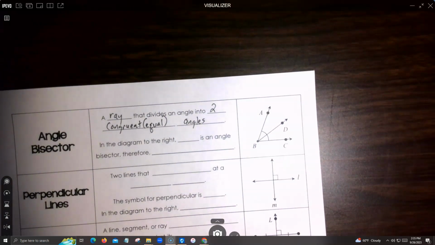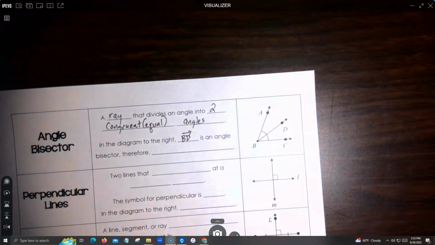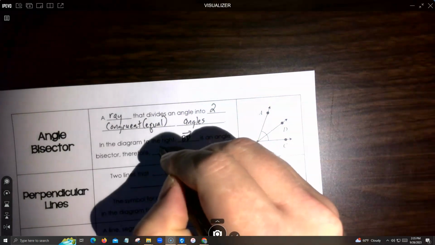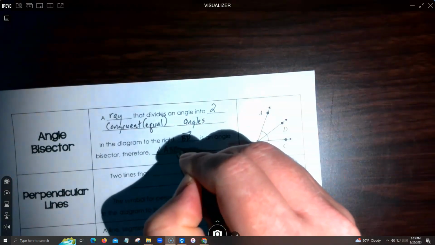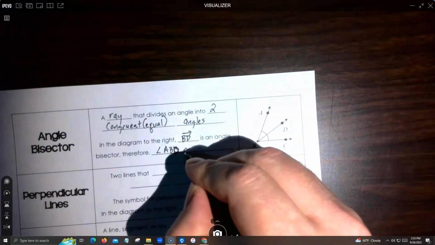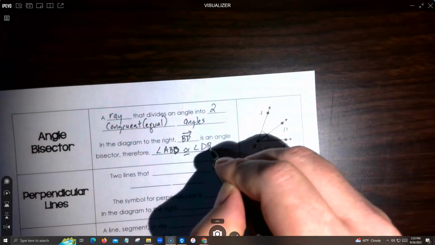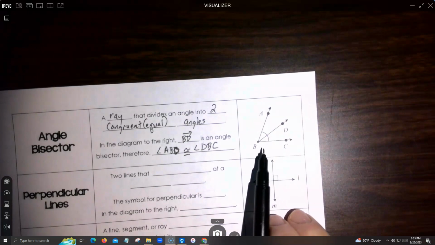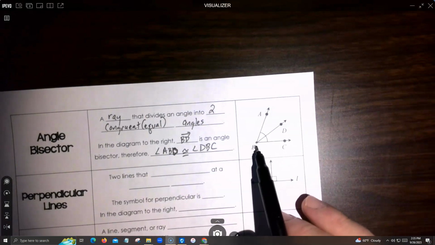Two congruent or equal angles. In the diagram to the right, BD is the angle bisector. Therefore, angle ABD is congruent to angle DBC. I said D and I wrote C.